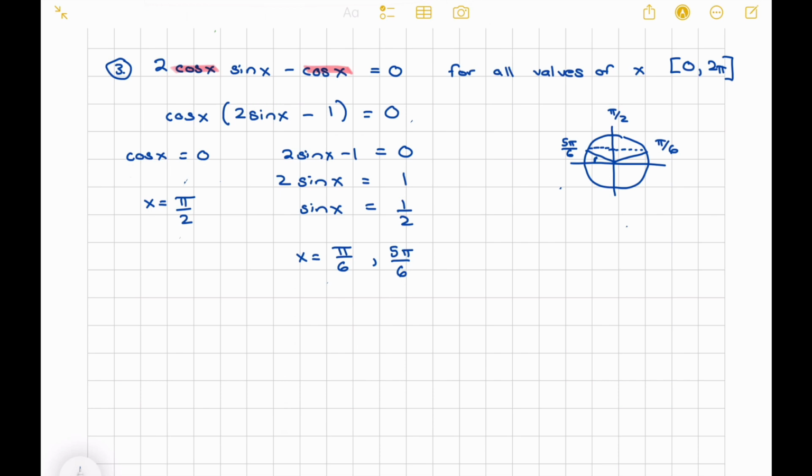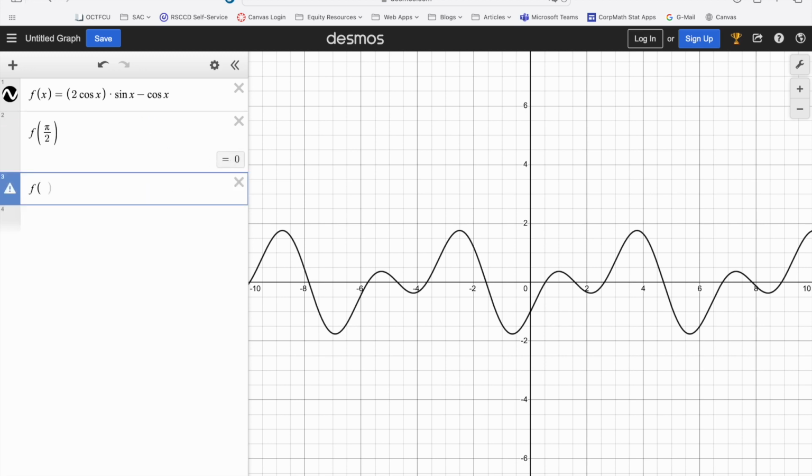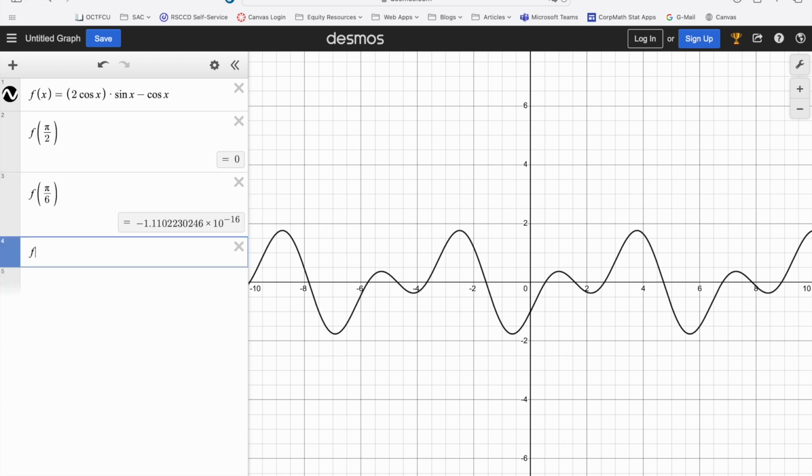Okay, so let's check these solutions now. So here I have the function written. I want to plug in pi over 2, and I see that that equals 0. I also want to plug in pi over 6, and it equals this long number here. But again, that's the floating point decimal error. It's basically showing to round that number to 0. Same with 5 pi over 6, that equals 0.